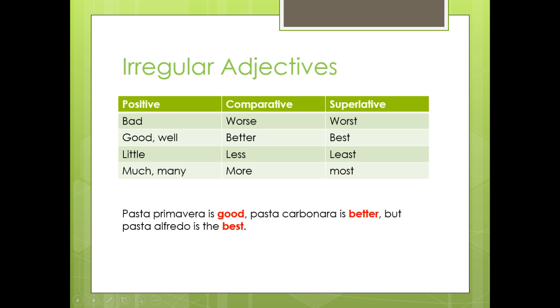Okay, so this is what it would look like. Pasta primavera is good, pasta carbonara is better, but pasta alfredo is the best. Okay, those are the three forms of the adjective good.